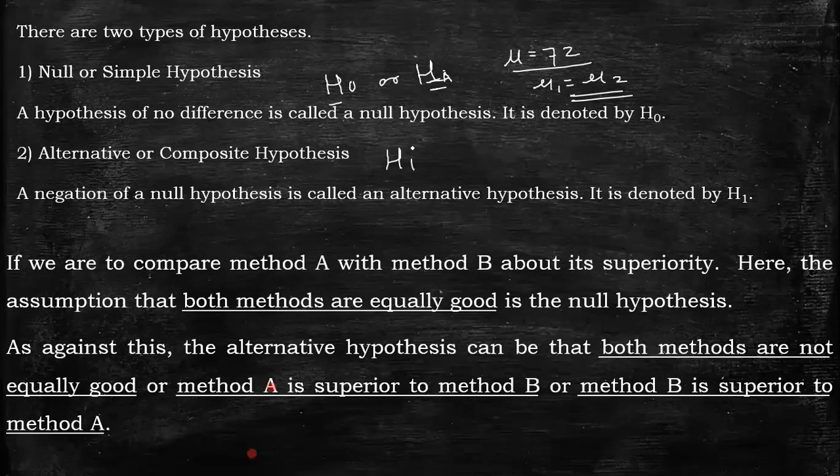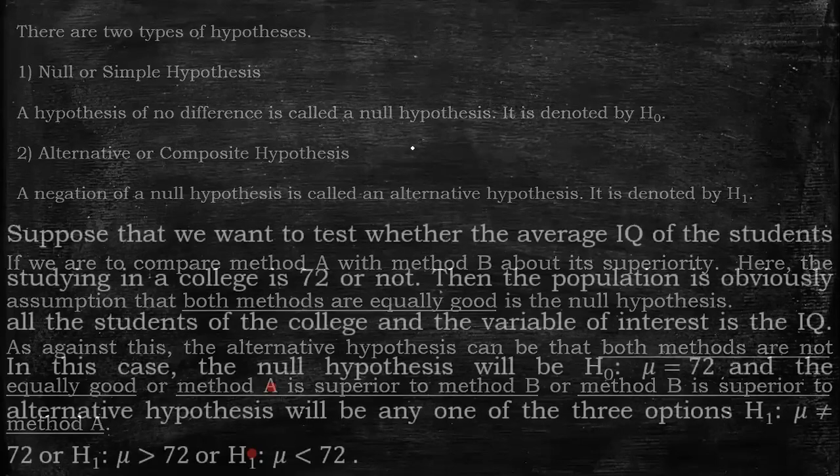If we are to compare method A with method B about its superiority, here the assumption that both methods are equally good is the null hypothesis. As against this, the alternative hypothesis can be that both methods are not equally good, or method A is superior to method B, or method B is superior to method A. So the complement of the null hypothesis is called the alternative hypothesis.